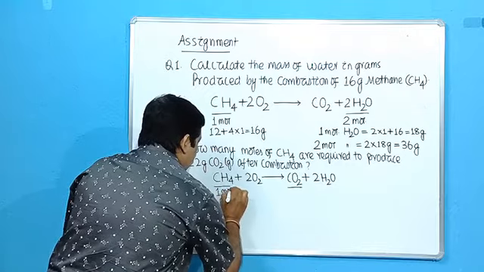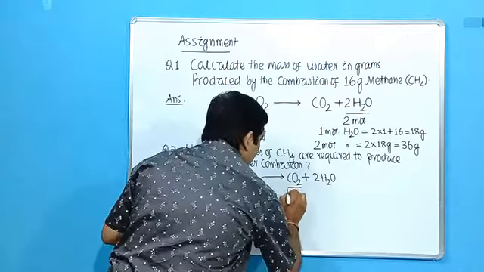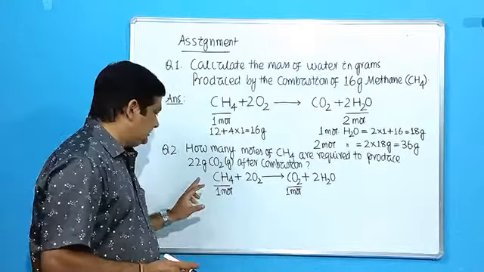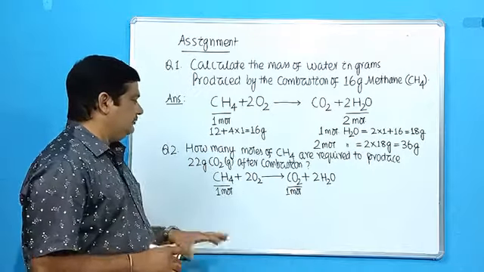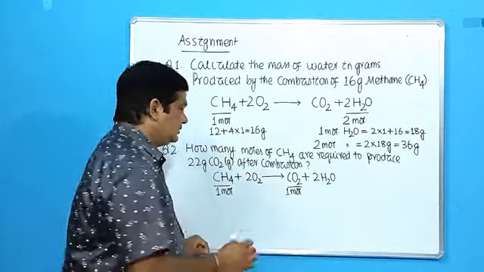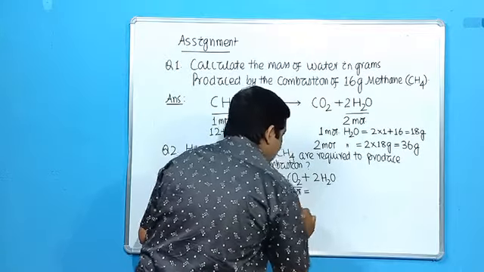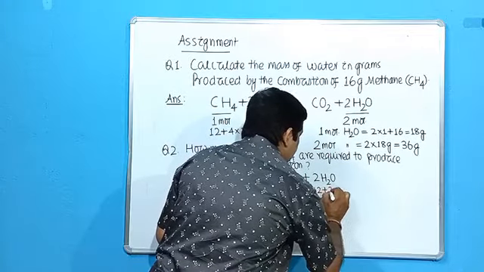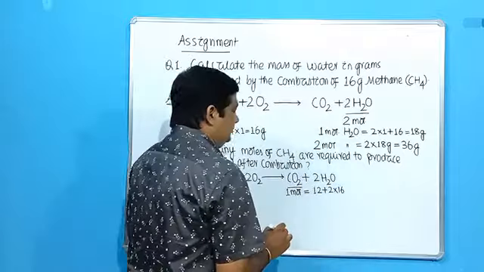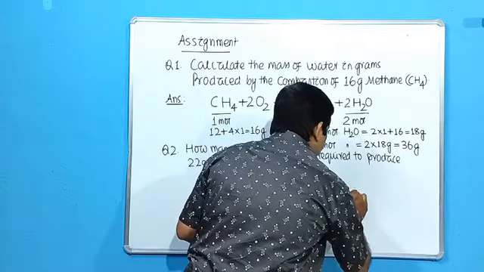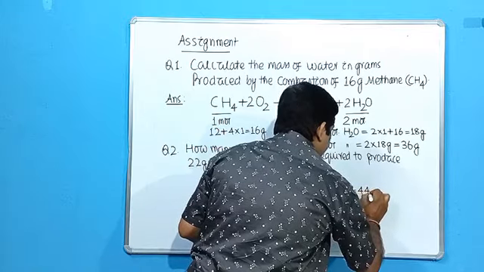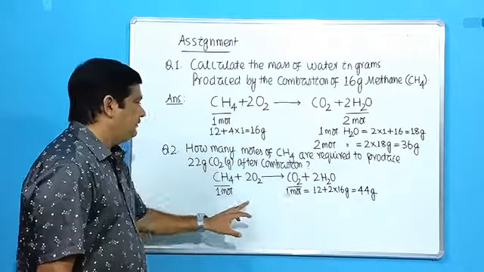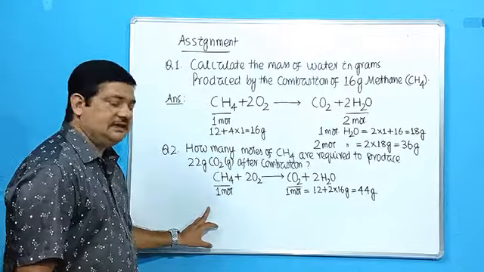1 mole of methane will produce 1 mole of carbon dioxide. From the balanced chemical equation, the ratio is 1:1. So 1 mole of carbon dioxide means how many grams? Molar mass: carbon is 12 plus 2 into 16 for oxygen, so 32 plus 12, that is 44 gram. So 44 gram of carbon dioxide is produced by 1 mole of methane. We will start from this.